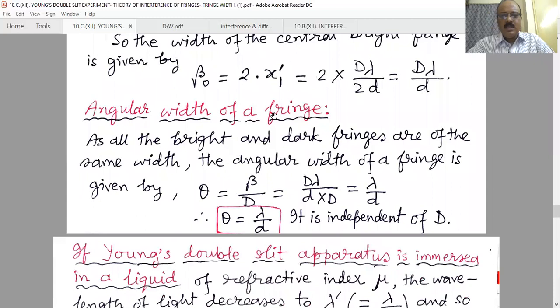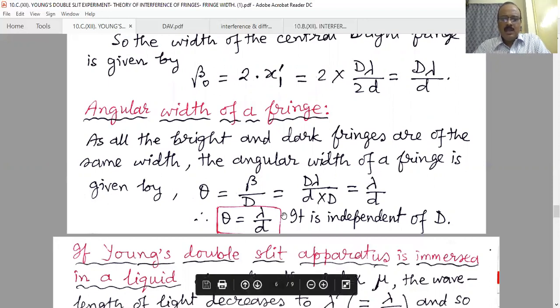Now, angular width, another popular term. There is an angular width of a fringe. As all the bright and dark fringes are of the same width, the angular width of a fringe is given by θ equal to β divided by D. Therefore, by putting the value of β, capital Dλ by small d, the D and D cancel out, and θ will be λ by d. Now, what is θ? It is the angle subtended by this bright fringe at the slit position. And θ is λ by d. It is independent of the capital D.